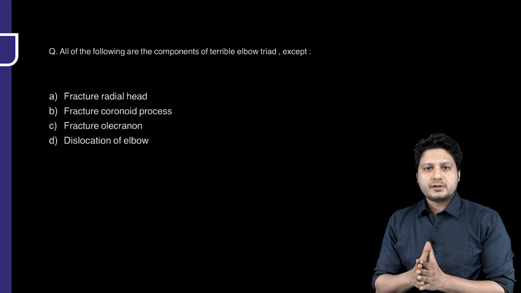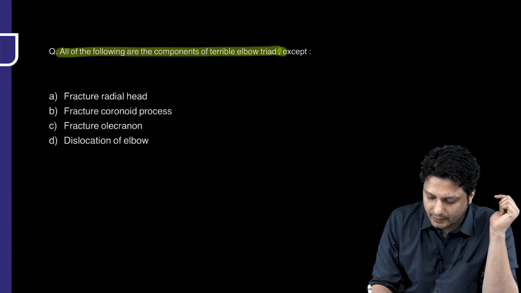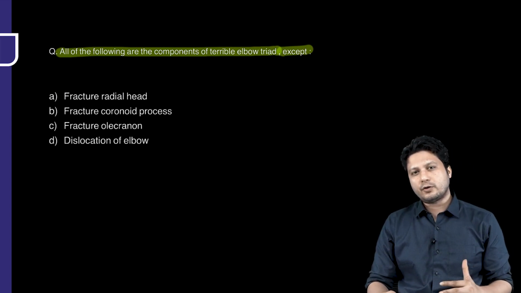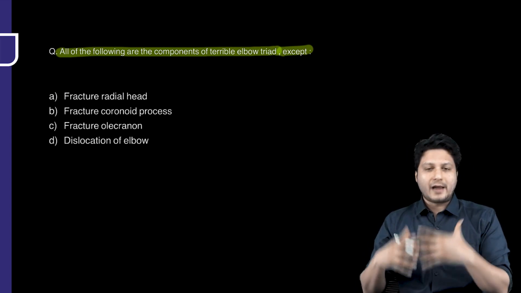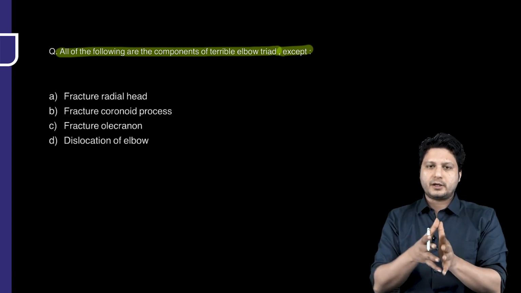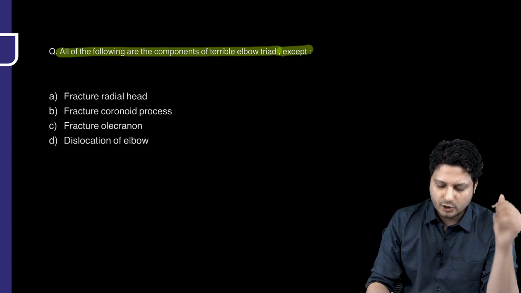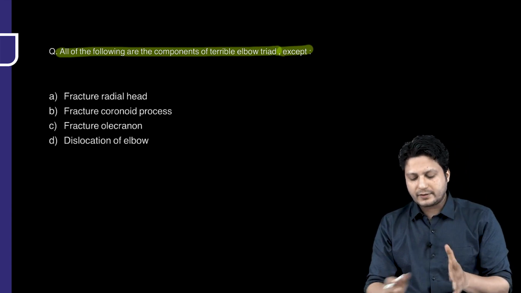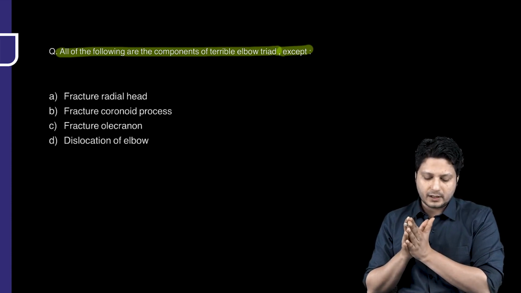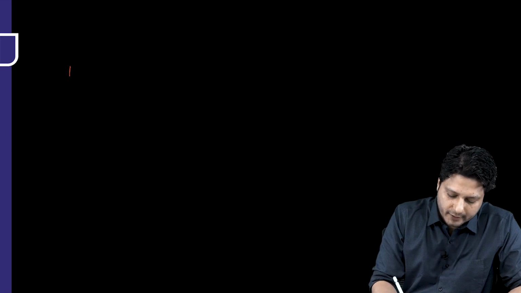Alright. Next, if you read the question, all of the following are the components of the terrible elbow triad except. Now these are the kind of questions which are extremely common or likely to be asked, because in our examination we are having 4 options and one of the options is going to be the answer for that particular question. Now if you read out the options: fracture of the radial head, then fracture of the coronoid process, then fracture of the olecranon, or the dislocation of the elbow. One of the components is not part of the terrible triad of the elbow. Now before we talk about this question, what are the components of the terrible triad?